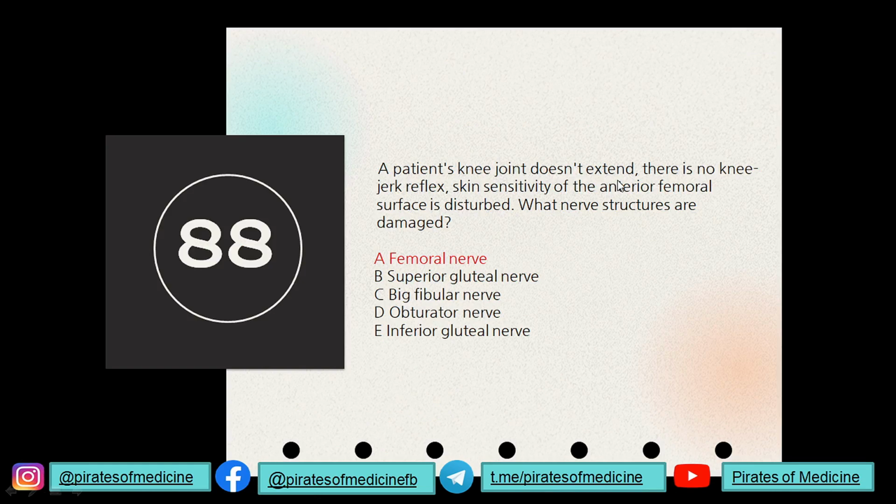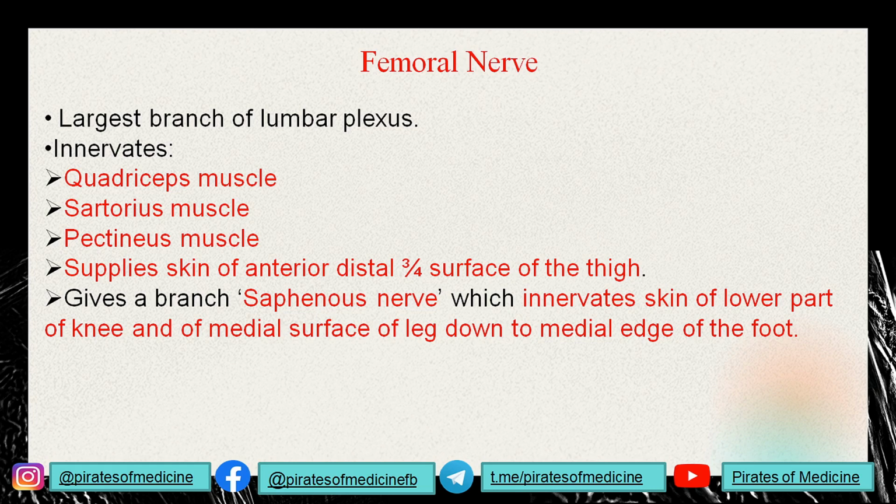So 88th question is that a patient's knee does not extend, there is no knee jerk reflex, and skin sensitivity of the anterior femoral surface is disturbed. What nerve structures are damaged? From the patient's manifestation that the knee joint does not extend, you can obviously know that the nerve which supplies the anterior muscles of the thigh, the femoral nerve, must be injured. Anyway, let's look at the other supplies of the femoral nerve to understand this question a little better.